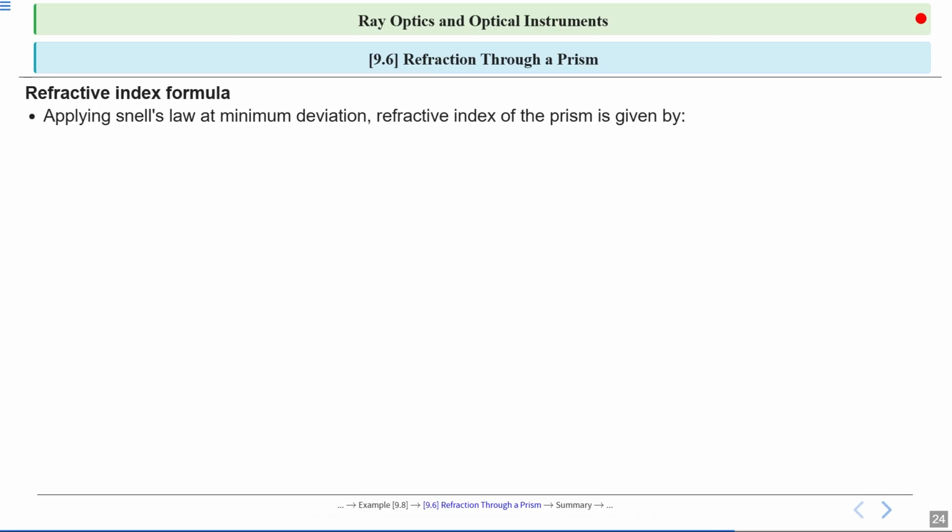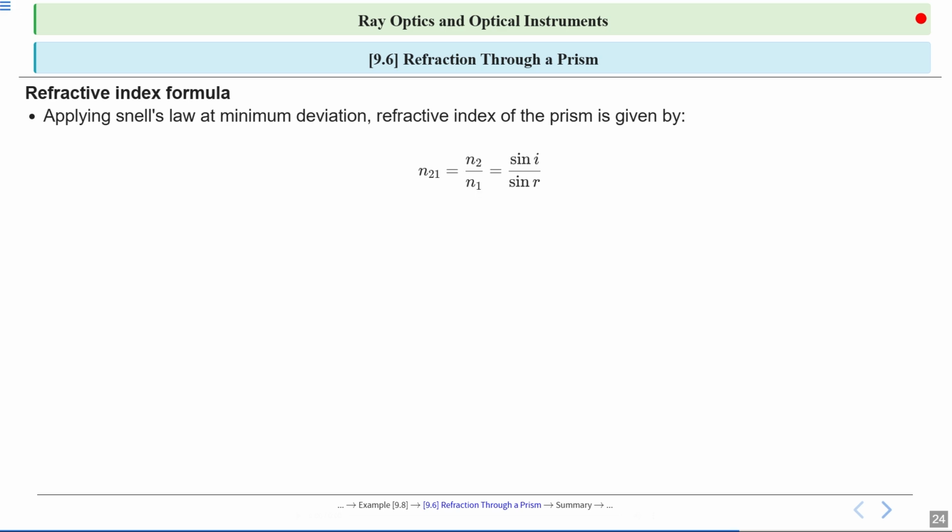Let's start by applying Snell's law at the point of minimum deviation. This is where the refractive index of the prism becomes significant. Remember, Snell's law helps us understand how light bends when it enters a new medium, which is key to calculate the refractive index.